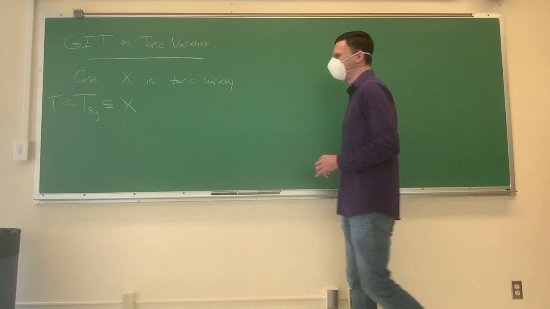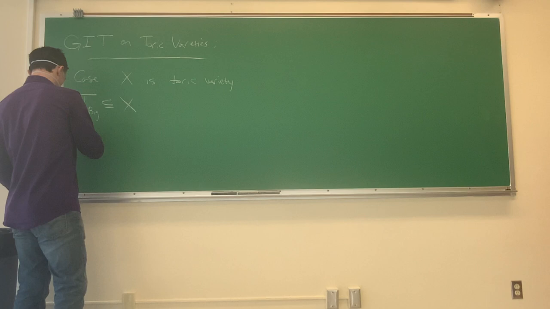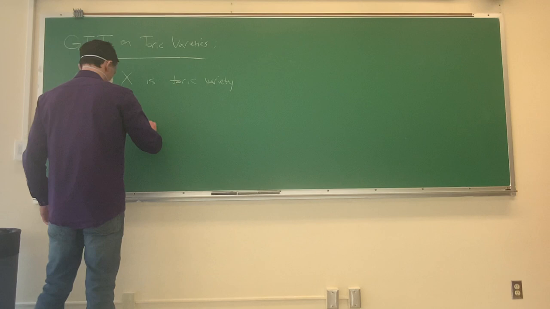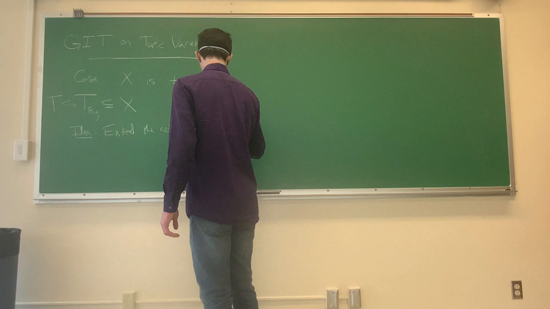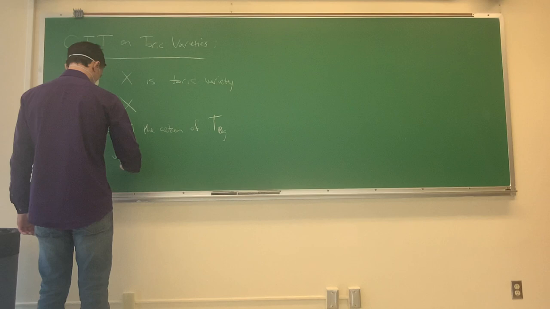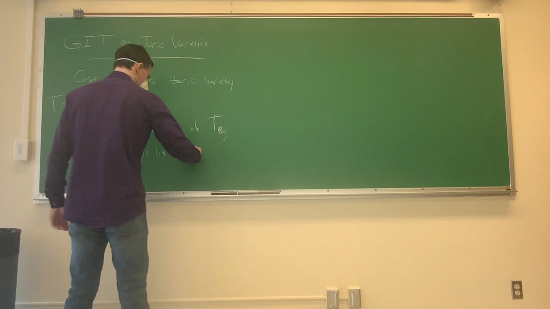Okay, so what do we have to do? The idea is we extend the action of, well, instead of just doing it for T, we'll just do it for the big torus, T big, to L, an ample line bundle on X.